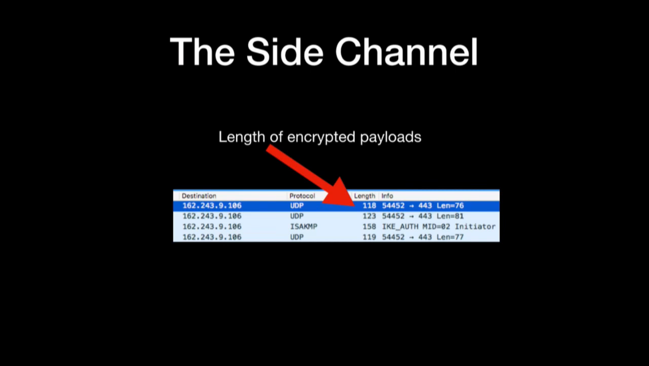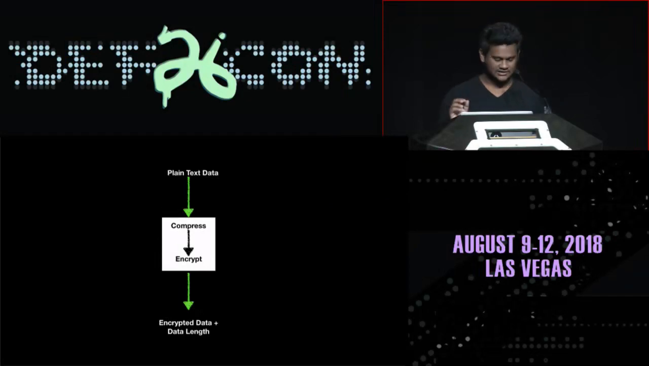So in Wireshark, or if any man in the middle is going to look at your encrypted data, he's going to get the data length. All right, so let's try and understand this from an infographic about what the paper says. Assume a black box which does compression and encryption, which takes in plain text data and gives you encrypted data. And obviously you'll have the length of the data as well.